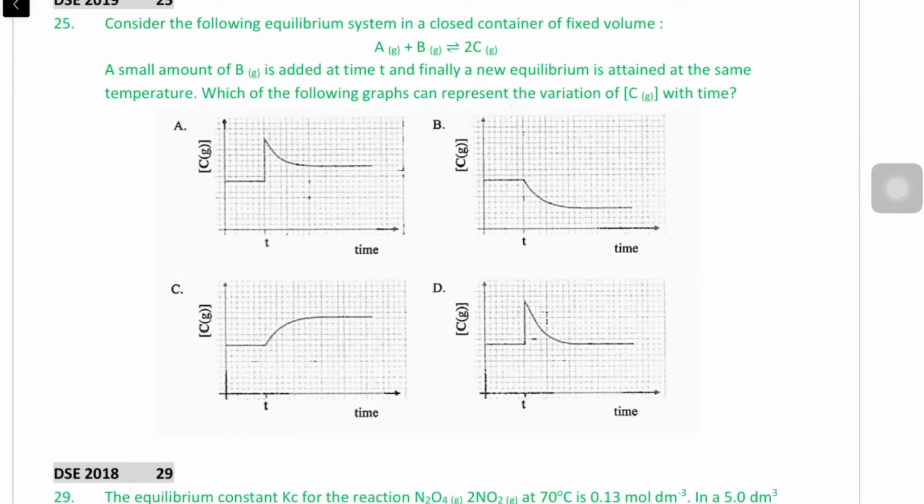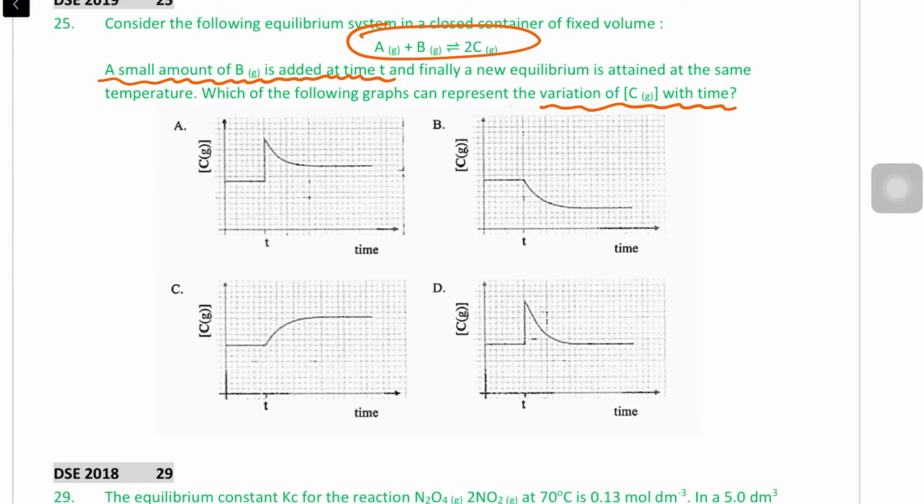Now, there is the next section, Section 2, I say, because this involves the shift of equilibrium position. Okay, so for question 25, here you are given the chemical equation and a small amount of B is added at time T. So what is the variation of C?